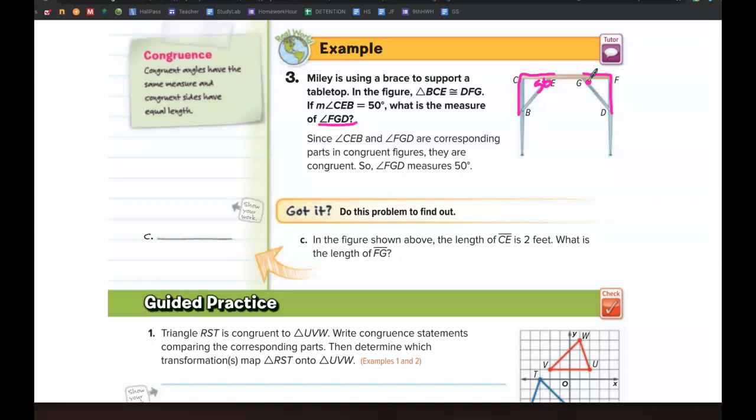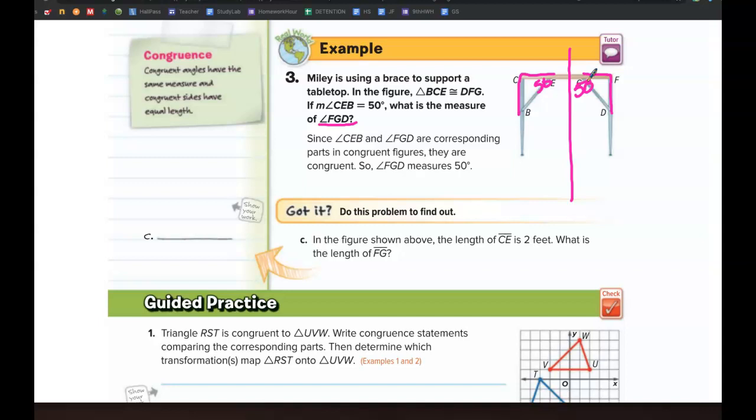They are corresponding because what transformation would allow you to do that? Reflection, right? So if I reflected it right there, they would match up perfectly, right? So then what is the measure of it? 50 degrees. Now you can't always assume that the question that they asked is going to be equal, so you just write down the number that they give you.